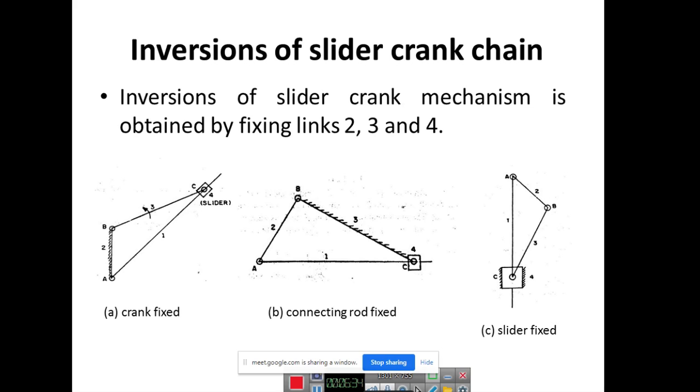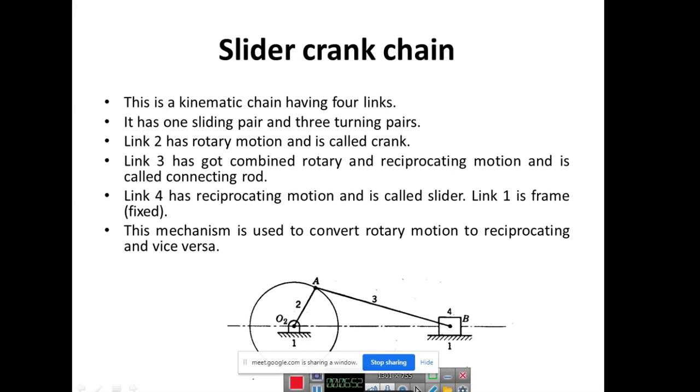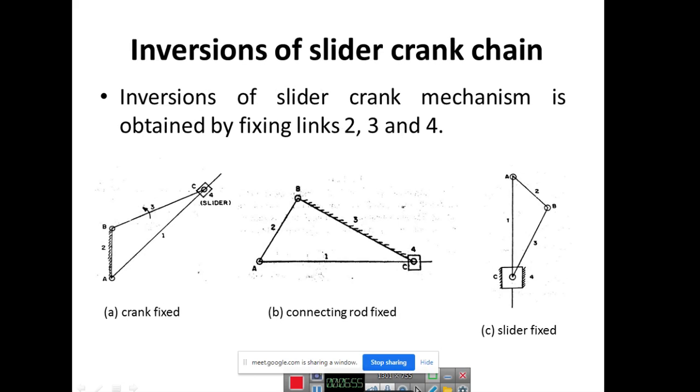In the second case, if the connecting rod is fixed, what will happen? 3 is fixed there, and you get a different type of motion. And last, when the slider is fixed, you will get a different type of motion. So different inversions are possible apart from the normal consideration. This is with link 1 fixed, the normal consideration, and if 2, 3 and 4 are fixed separately, you get the other inversions. So totally there are 4 inversions possible: one is normal when link 1 is fixed, then when link 2 is fixed, when the third is fixed, and when the fourth is fixed, and the others move and have the motion.